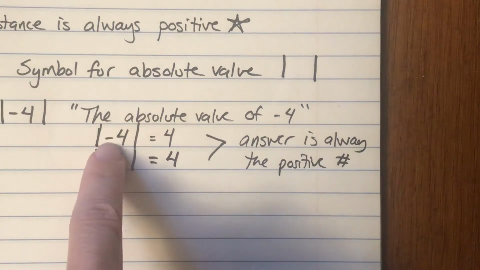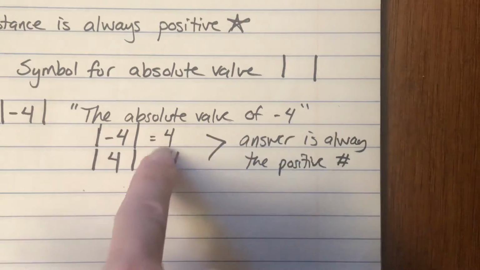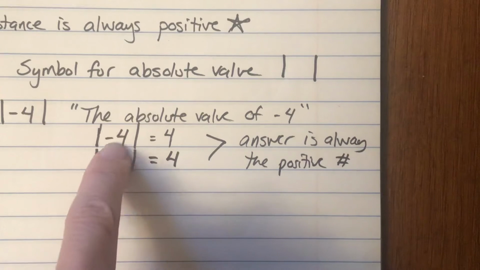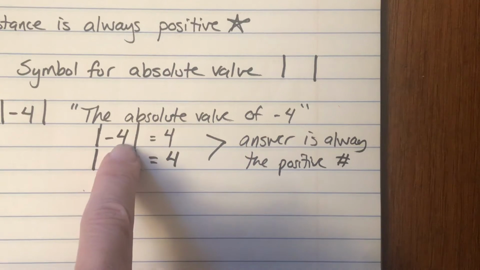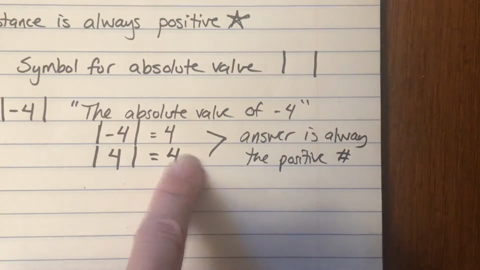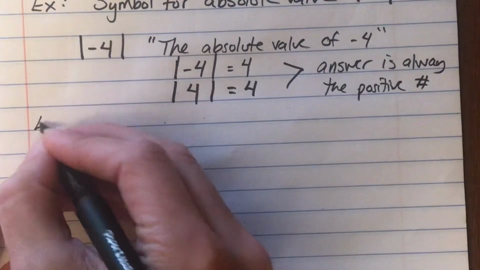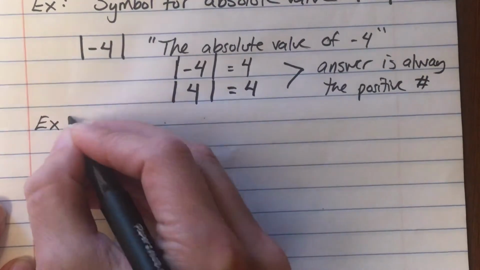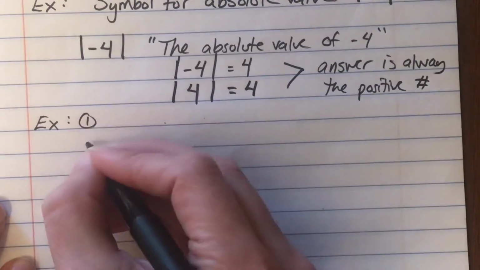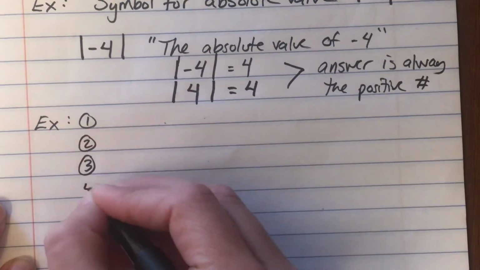So if you think about, well, how far away is -4? It's 4 units. How far is +4? It's 4 units. The answer here is always going to be positive. So really you can think, if my number here is negative, I'm really just going to take the negative off of it. And if it's positive, I'm just going to keep it positive. So let's look at a couple more examples. Let's do 4 examples: 1, 2, 3, 4.